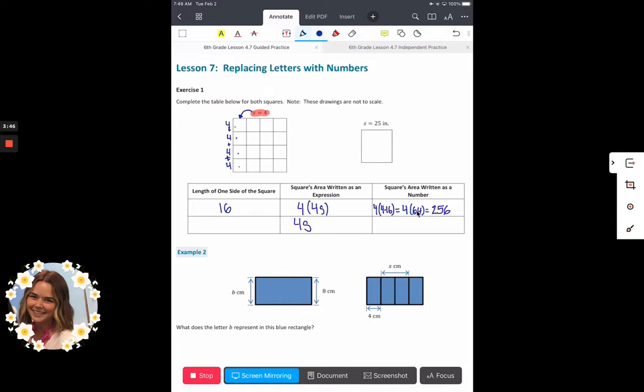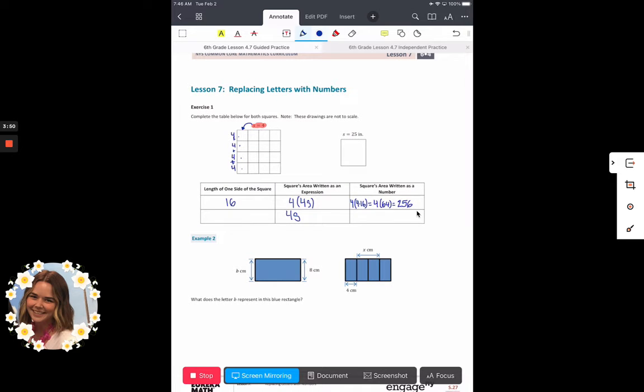Since we're talking about area, we would be writing this as the units squared. Since there's no units, I'm just going to write units squared. So when we're talking about area, our units are always squared.